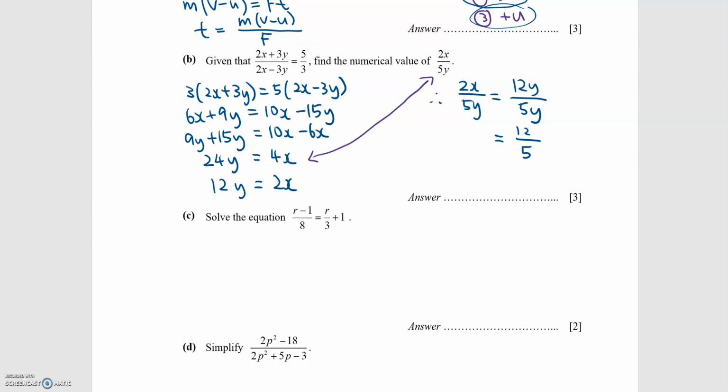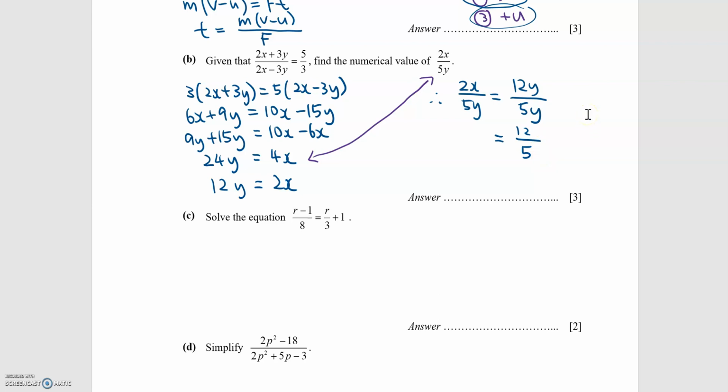A quick recap for the question. It might seem daunting at first, intimidating, for me to find the value of this expression given this equation. But there's nothing much I can do with this, so the best bet would be to simplify. As you simplify it, take a look and try to make a connection between what the question is asking you to find versus what you have simplified. That would help you to make that connection by connecting 2x to 12y. And then finally to get the numerical value of 2x over 5y as 12 over 5.